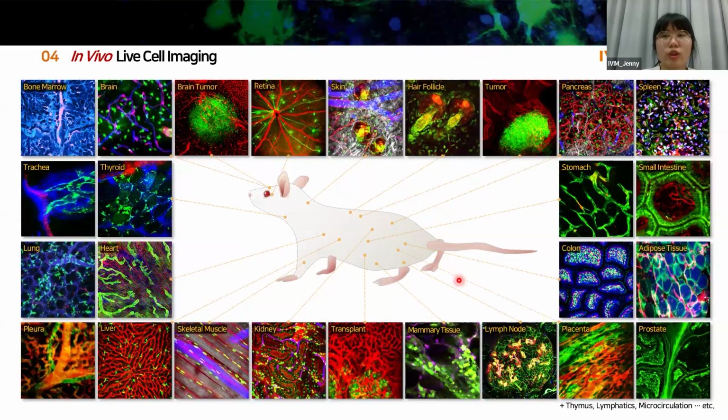In addition to the dorsal skin and brain imaging demonstrated earlier, high-resolution intravital imaging is also possible in various organs of living mice, such as the lungs, the spleen, and the heart. Moreover, IVIM technology not only provides an all-in-one system capable of high-quality intravital imaging, but also offers CRO services based on researchers' needs. Through this, we can support more efficient and professional research execution.